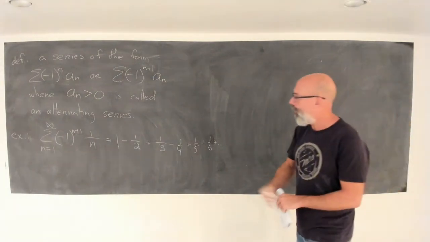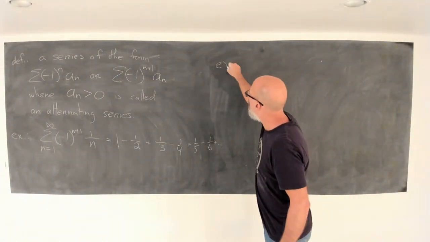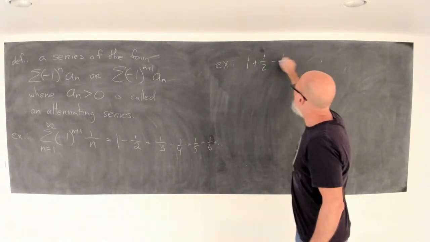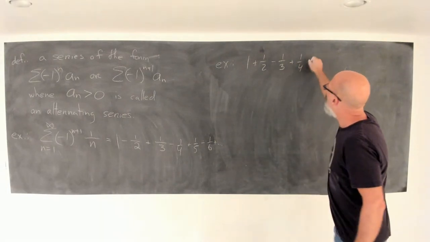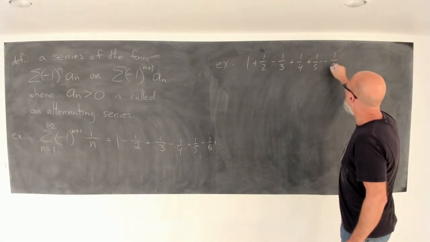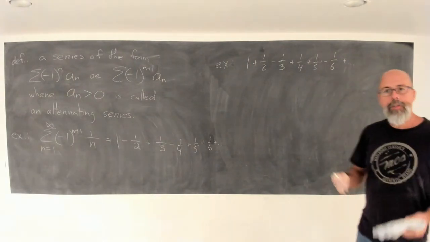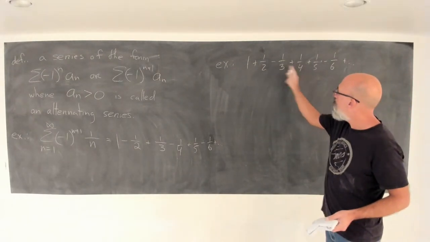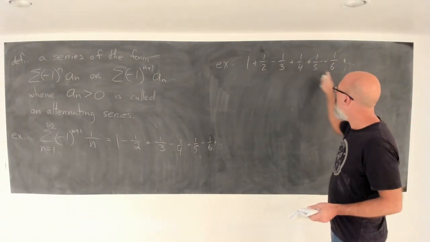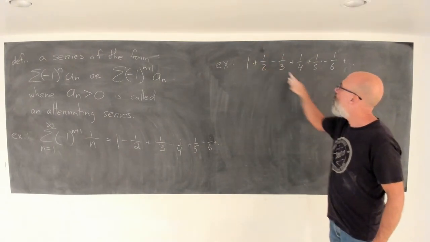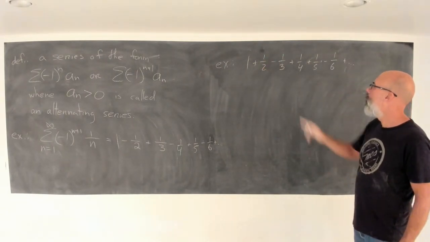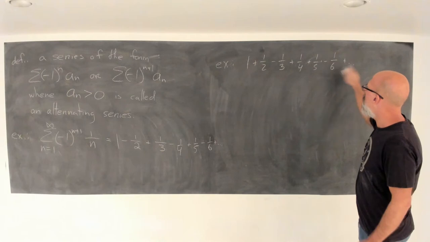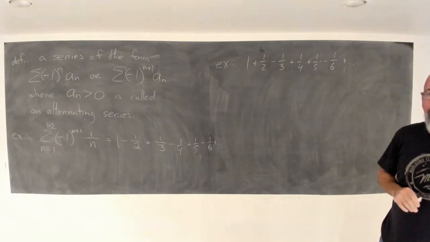Right, so here we have an example of an alternating series. If we consider the example though, 1 plus 1 half minus 1 third plus 1 quarter plus 1 over 5 minus 1 over 6, and so on and so on. This is not an alternating series, right? It does not alternate between positive and negative terms. You've got two positives there and then a negative here. Two positives and a negative, not alternating.